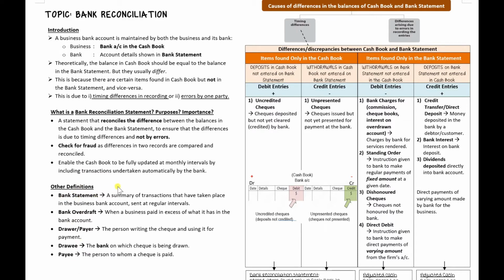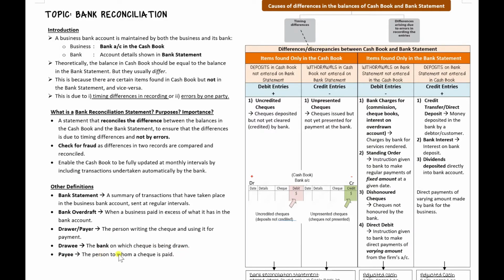A bank statement is a statement or a summary of transactions that have taken place in the business bank account, sent at regular intervals, normally monthly, by the bank. A bank overdraft is when a business pays out in excess of what it has in the bank account. This is a facility applied for with the bank. For example, the business currently has 10,000 in the business current account, but it draws up a check of 15,000. That may still be okay because it has a bank overdraft facility with the bank of maybe 5,000. The drawer or the payer is the person writing the check and using it for payment. The drawee is the bank on which the check is being drawn.